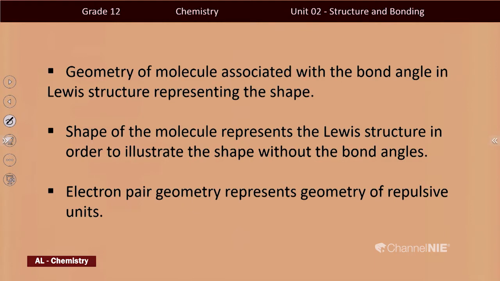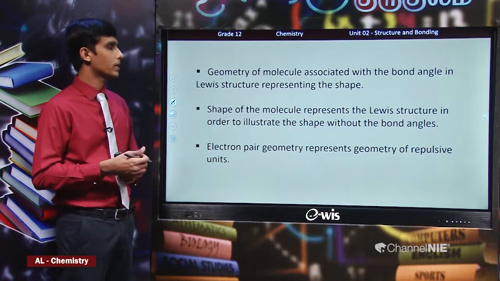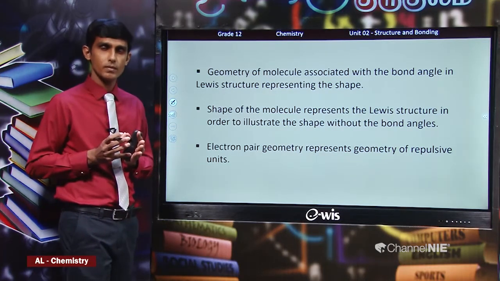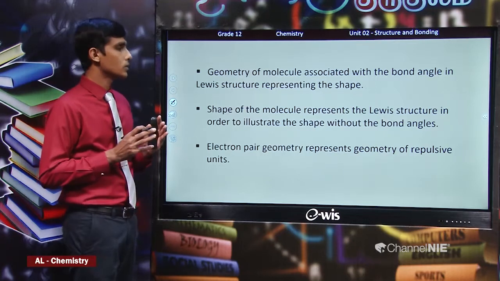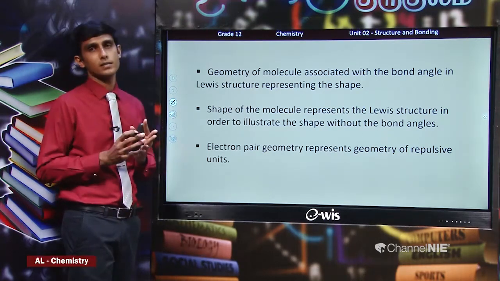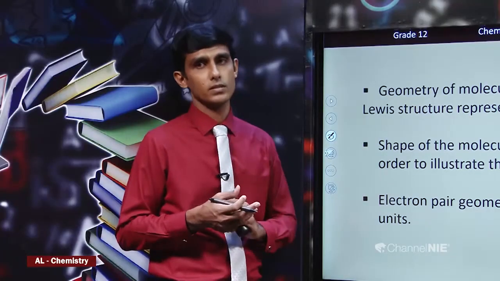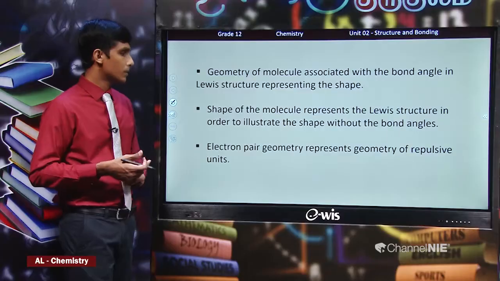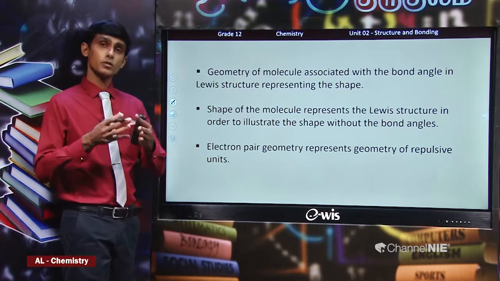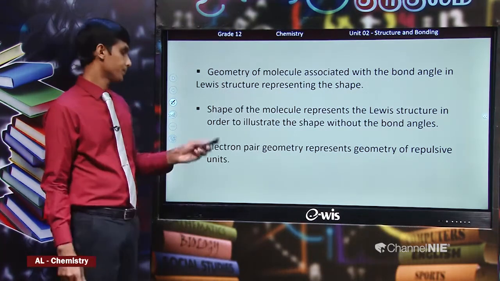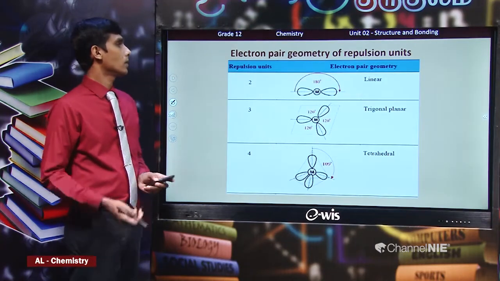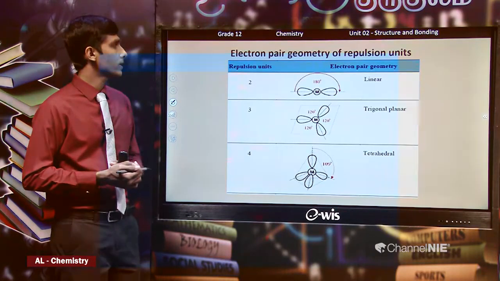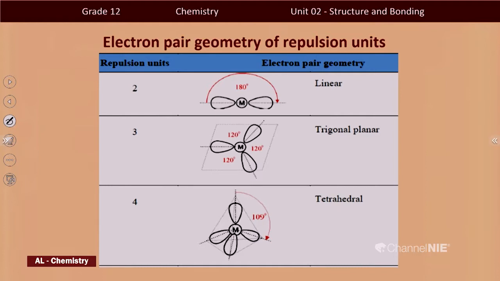Electron pair geometry represents the geometry of the repulsive units. Now, when it comes to the shape of a molecule, it gives you the Lewis structure without the bond angles. A specific angle is not stated, but the correct shape is drawn. Electron pair geometry represents the geometry between the repulsive units. Repulsive units means lone pairs as well as bond pairs. Now, these are the possible electron pair geometries between these repulsive units. Let us see what are these electron pair geometries one by one.